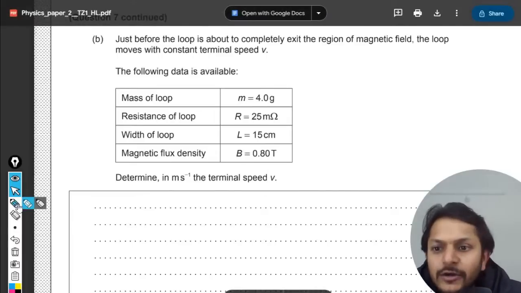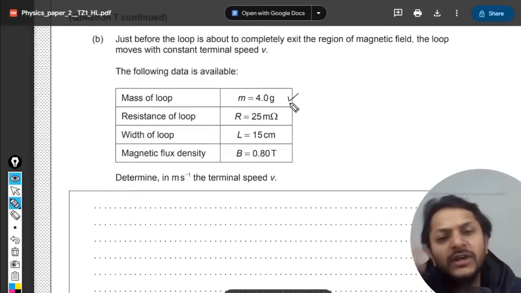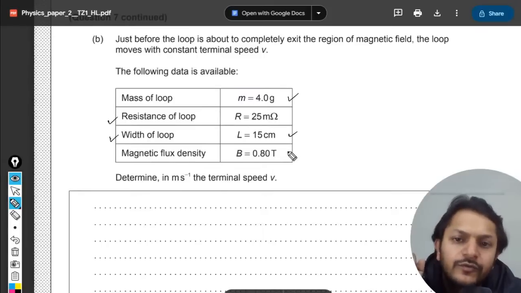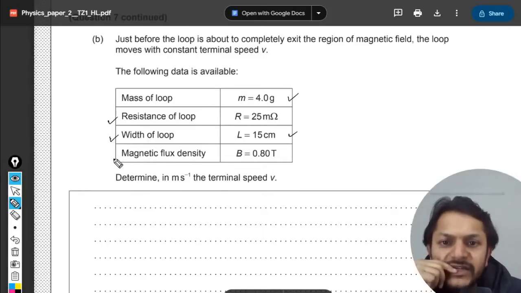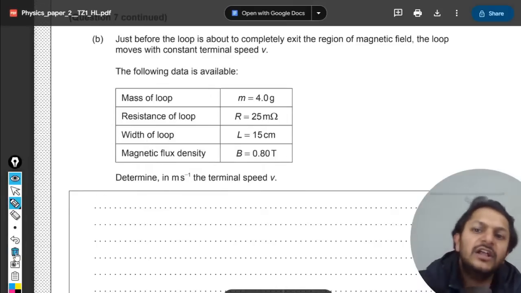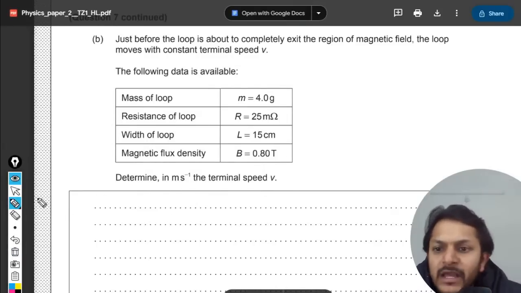So let us see now. The mass of the loop is given to find the downward weight, m into g. The resistance of the loop is given. The width of the loop is given if you want to find something. The magnetic flux density, that is the magnetic field strength, is also given to us. So determine, in meters per second, the terminal speed v.